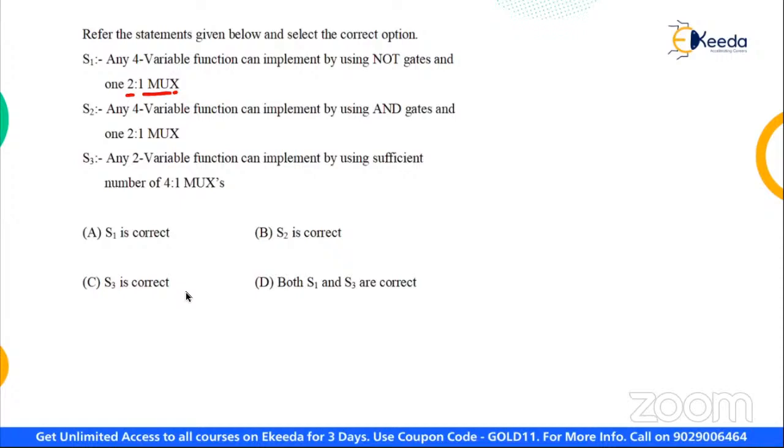So I believe that statement one is wrong. Statement one is straight away wrong. Is there anybody over here who can tell me how the statement becomes wrong? Hello guys, is there anybody who can tell me? Or let me put it in this way. Everyone, please pay attention. Everyone, can anybody help me to know what kind of multiplexer it is?